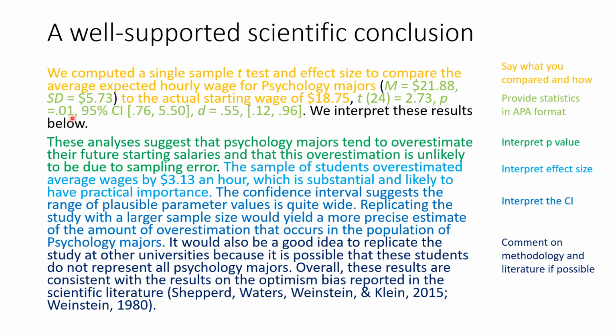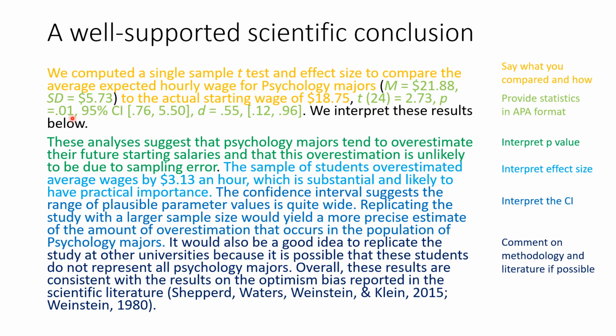Then we want to interpret the effect size. The sample of students overestimated average wages by $3.13 an hour, which is substantial and likely to have practical importance. Again, I chose to go with the dollar, the mean difference, rather than the d, because I thought it was more informative in this context.